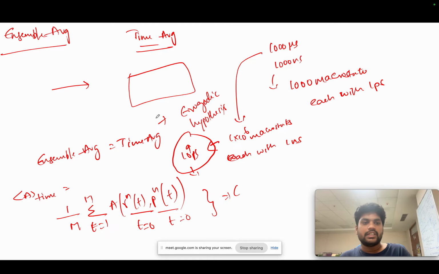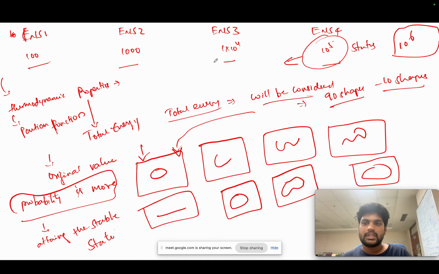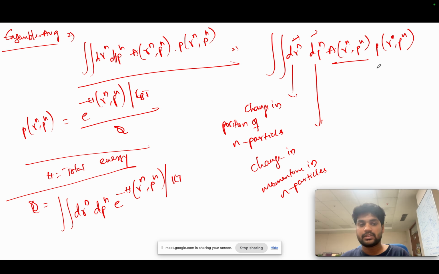So instead of getting these ensembles, what he did was, here we talked about the microstates, right? Now he can tell it in picosecond time: 100 picoseconds, 1000 picoseconds, 10 to the power 4 picoseconds, 10 to the power 5 picoseconds, and 10 to the power 6 picoseconds. And if you run long enough, then we can say that the ensemble average is nothing but the time average.